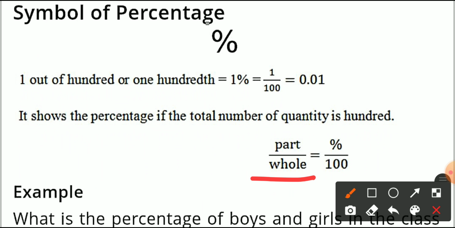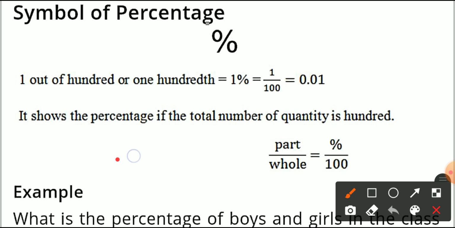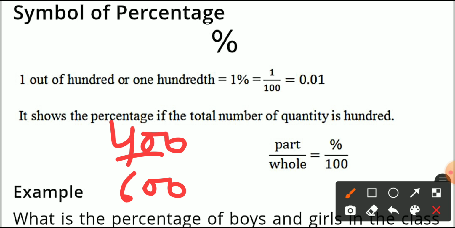Okay, part upon whole. For example, what is the meaning of whole? Suppose you are given an exam and each subject has 100 marks, and there are a total of 6 subjects. So 100 into 6, so whole is 600. And out of 600 you received only 400 marks. So how will you calculate your percentage?